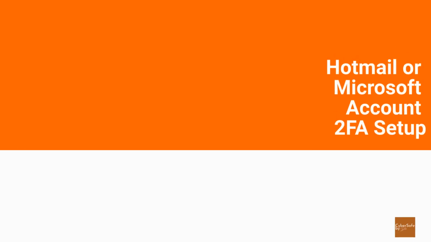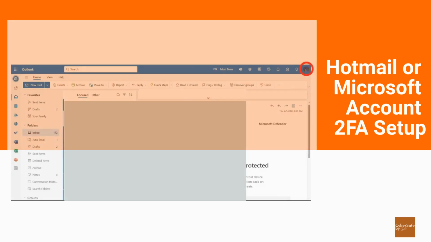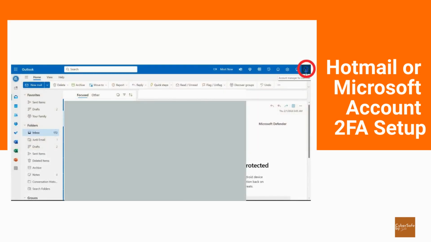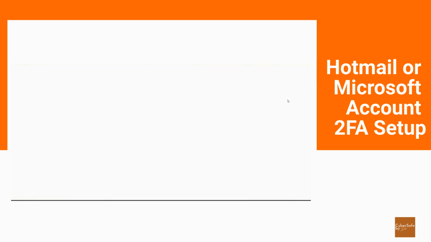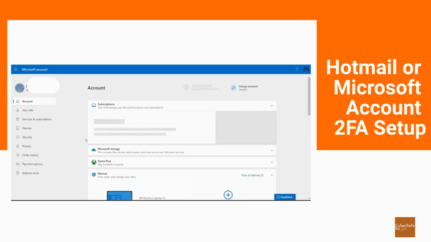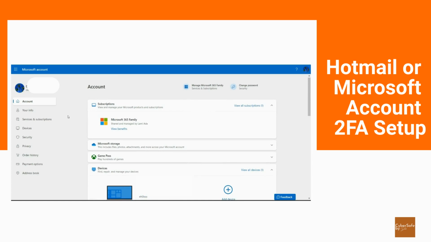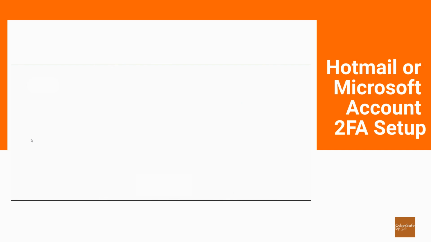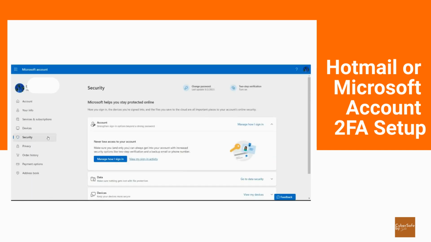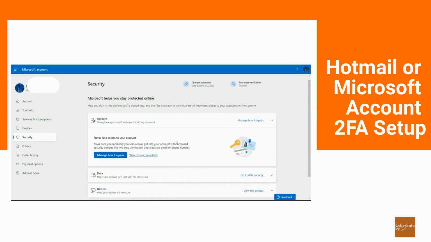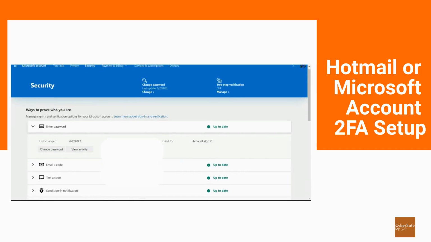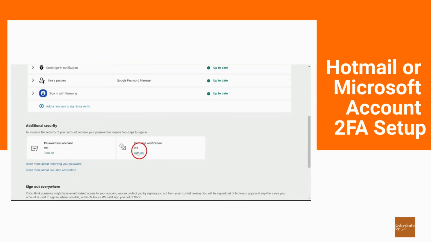For Microsoft accounts, including Hotmail and Outlook, log into your email. Click on your profile picture in the top right corner. Click My Microsoft account. Click on Security in the left panel. Click Manage how I sign in. Scroll down to the Additional Security section, locate Two-Step Verification and click Turn On.